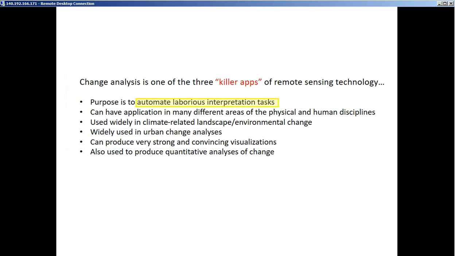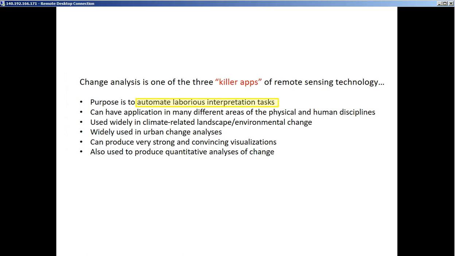of other things about it that make it really popular and very powerful, because it's used all across the physical and human disciplines. And in particular, it's used a lot now in climate and environmental change analysis that is becoming more and more important in all facets, it seems, of political, social, economic, and cultural life. And it's used widely again in urban change analyses as well, which is particularly relevant for us because we're in such a large and dynamic city.